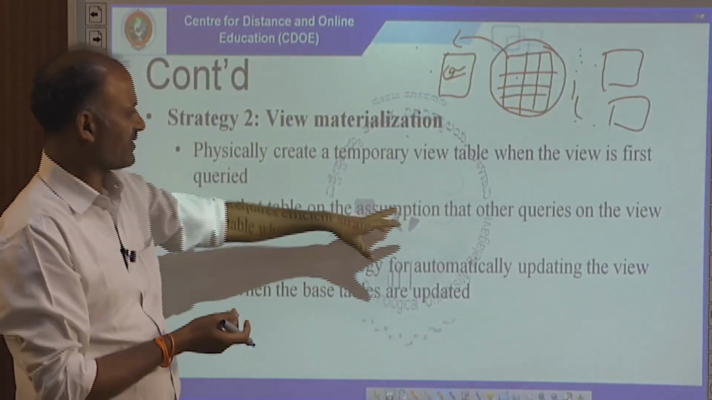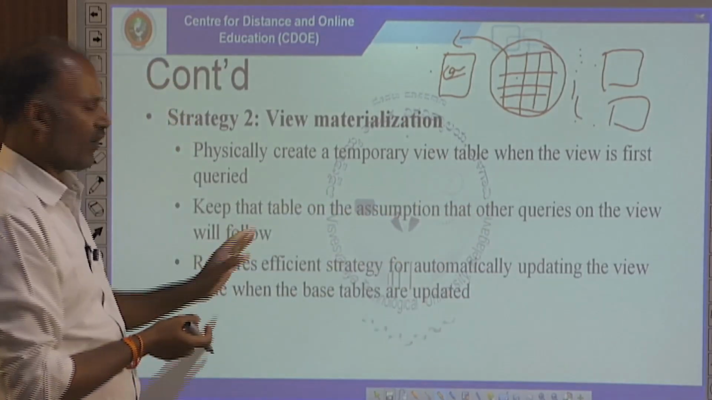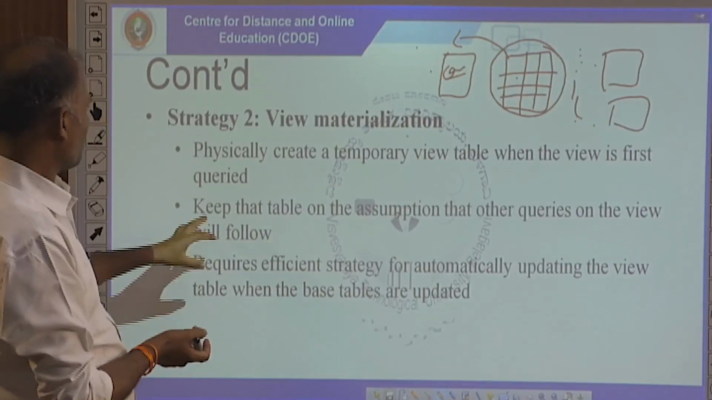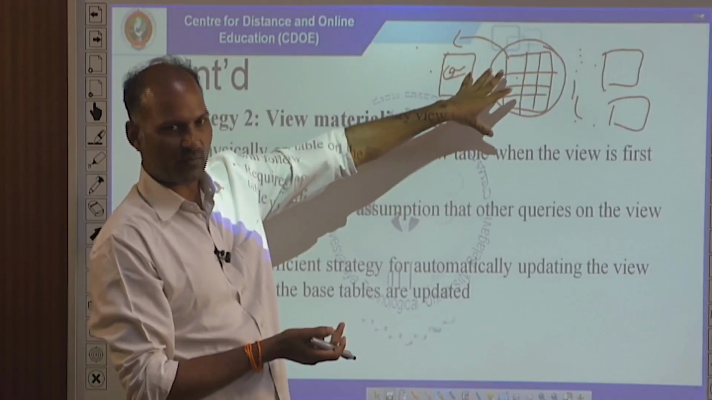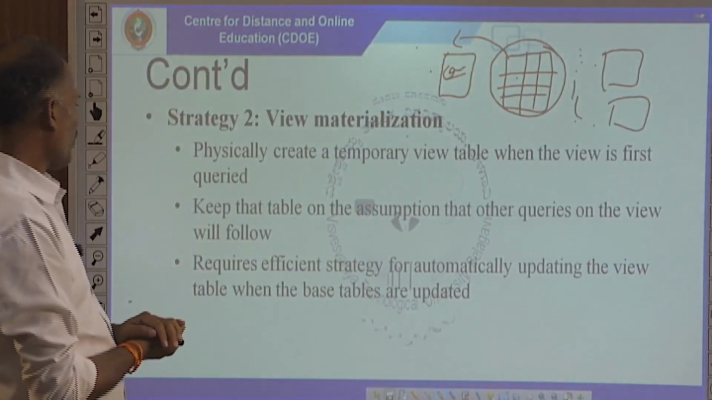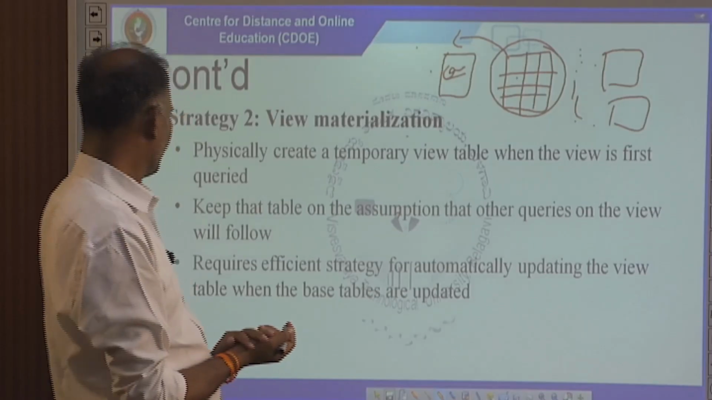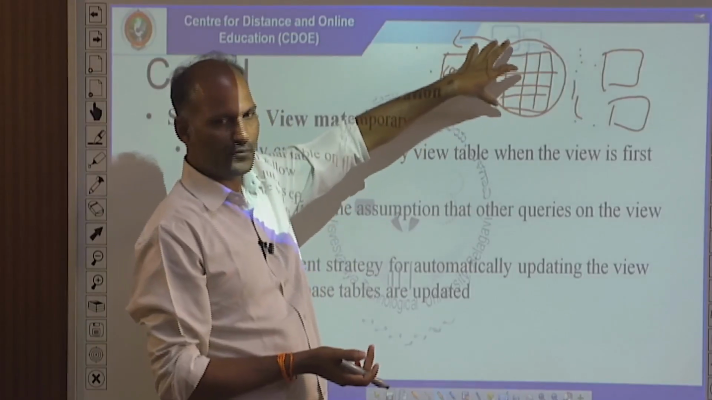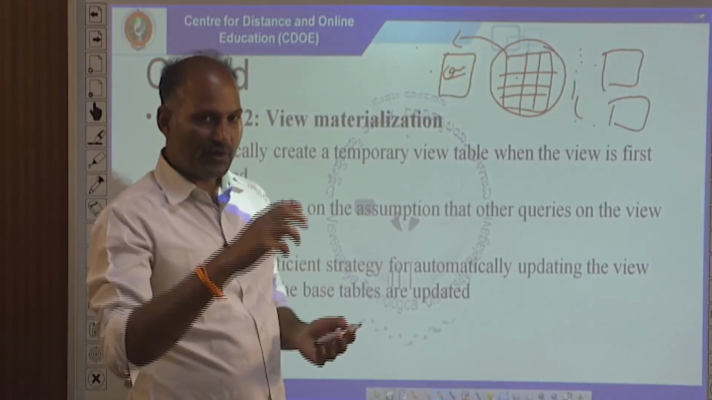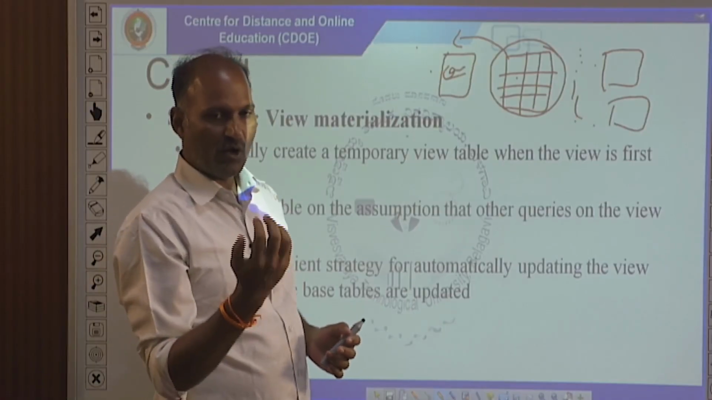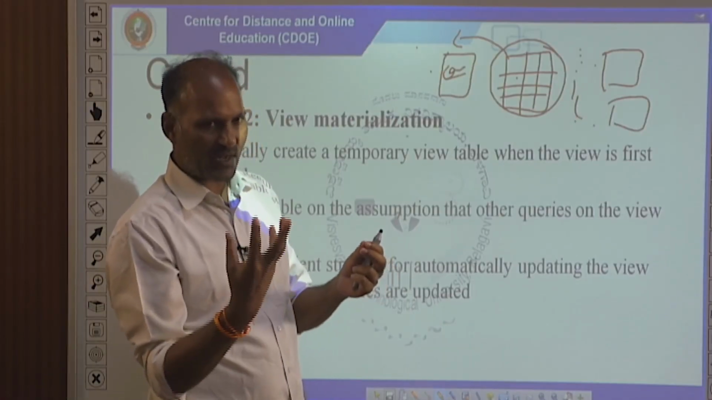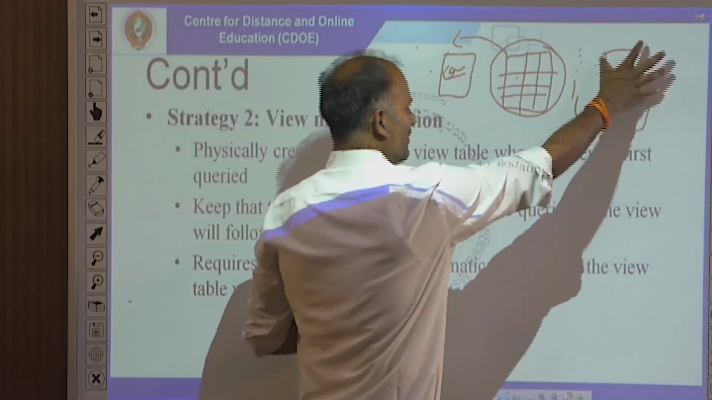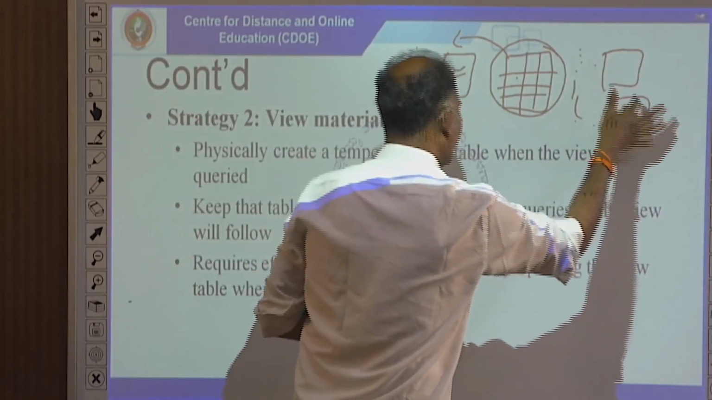Keep the table on the assumption that other queries on the view will follow a similar pattern, so that you can use it like a normal view. This requires an efficient strategy for automatically updating the view table when the base tables are updated. When you use the materialization strategy, you need a mechanism so that as soon as the base table is updated, you update this table.